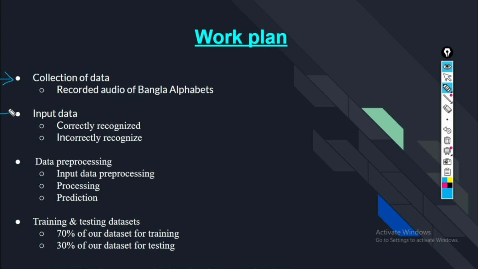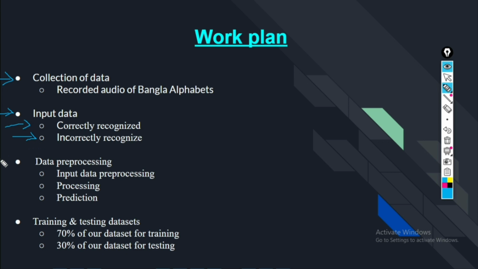We have designed a process for taking our input data and processing the input data into two prediction fields. One is correctly recognized, another is incorrectly recognized. Correctly recognized means our algorithm is recognizing Bangla alphabets properly. We will use Arduino, LCD monitor and hardware particles to print Braille language pattern.